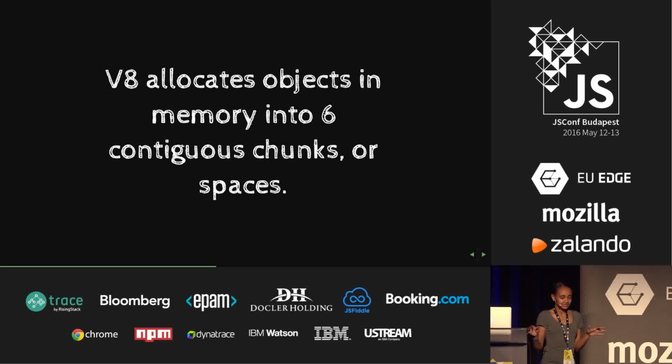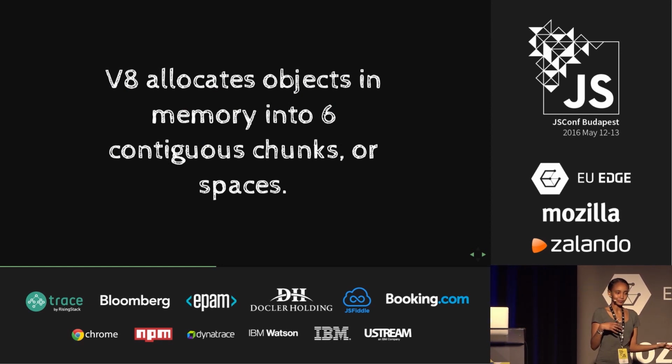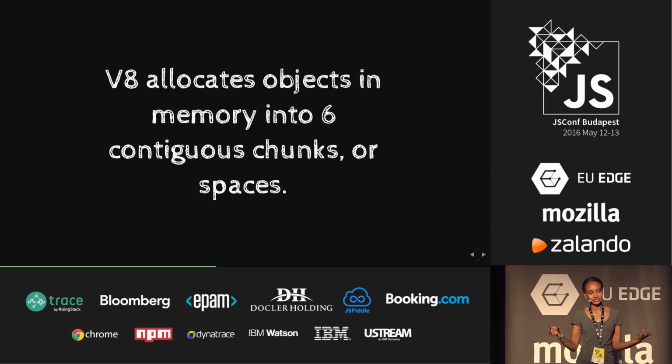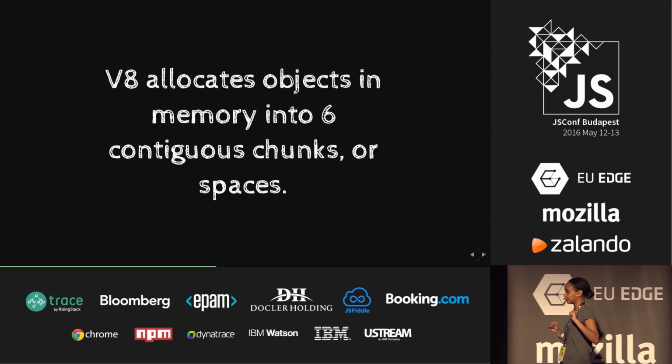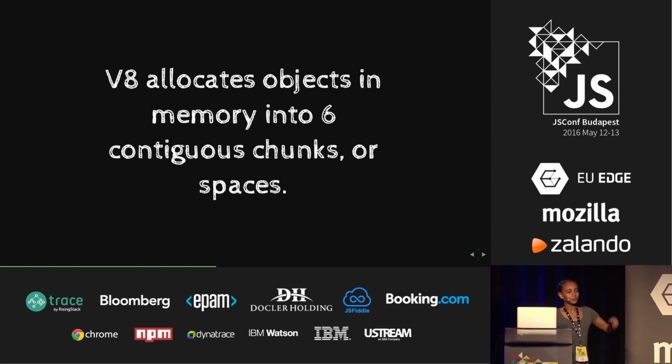And V8 does something where it allocates memory into 6 different spaces or chunks. And there's sort of a method to the madness of why it does this, and we're going to find out why later. I hope I'm keeping you on the edge of your seats with all this, like we'll find out later, trying to keep you guys excited.